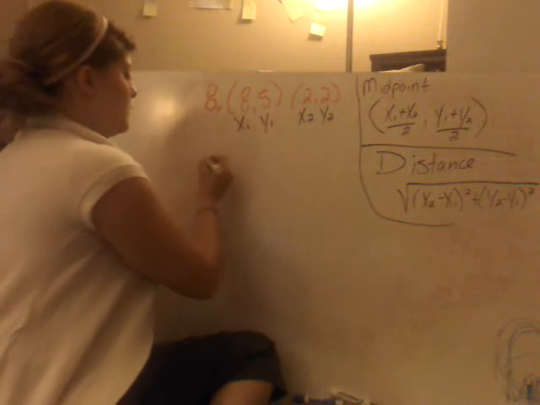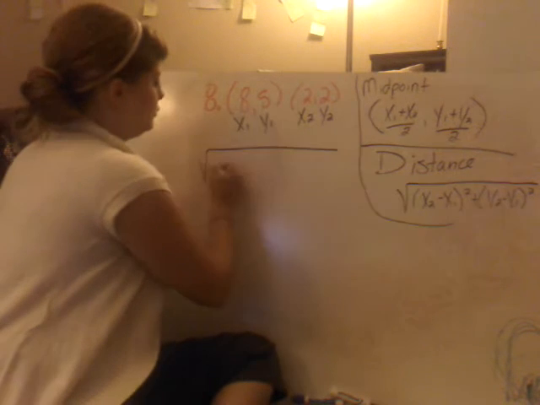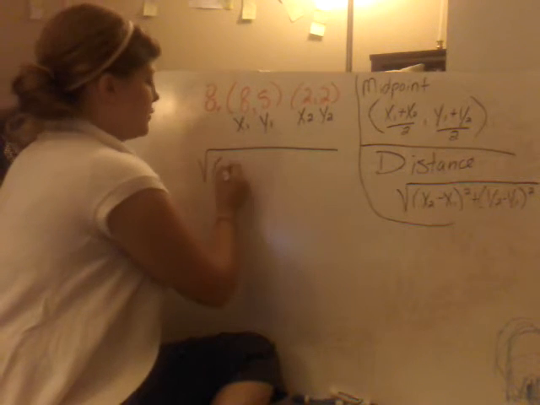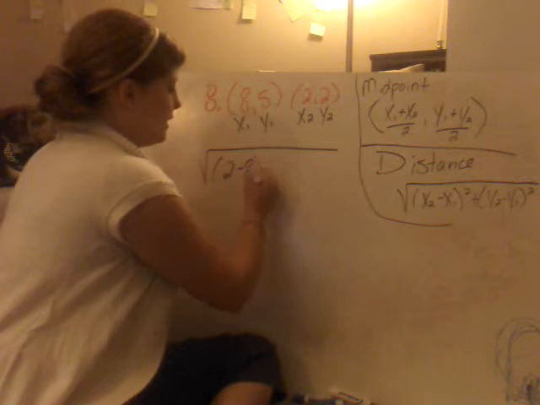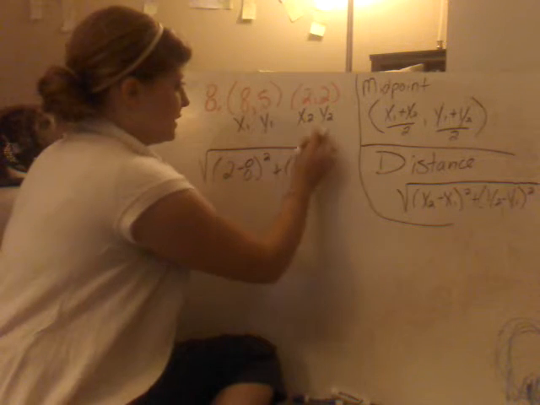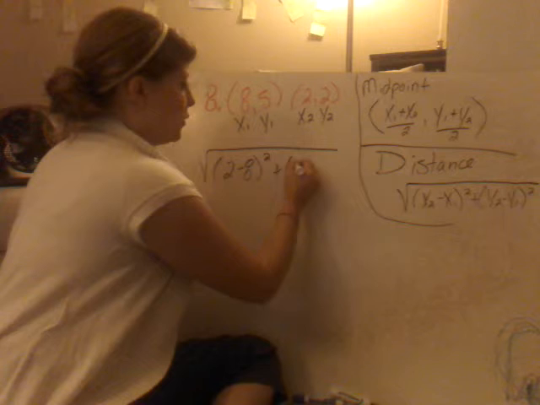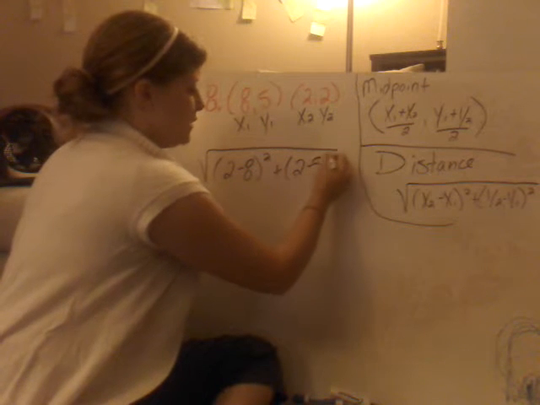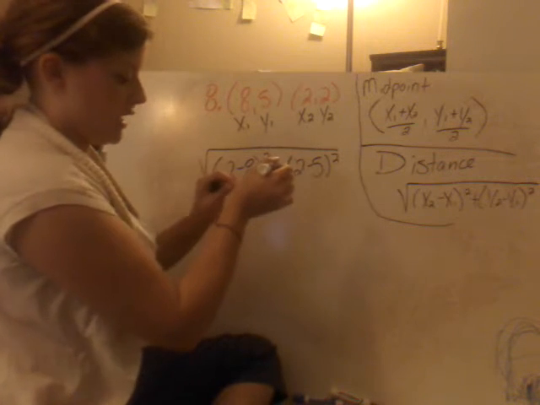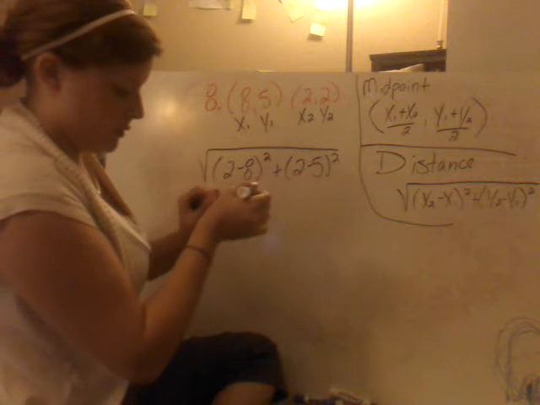Next up, distance formula. Woo! x2 minus x1 is 2 minus 8 squared plus y2 minus y1, which is 2 minus 5 squared.